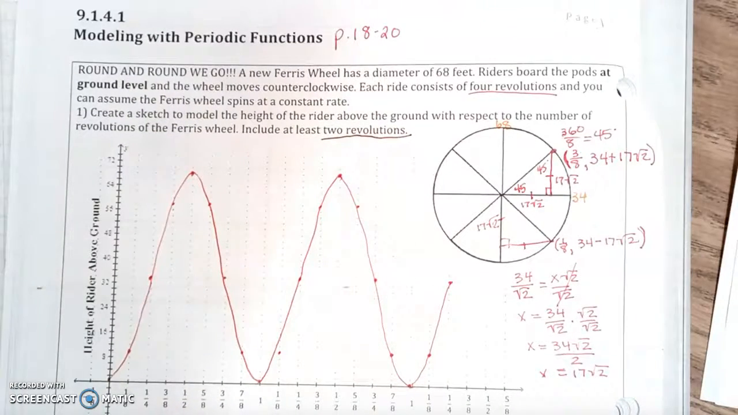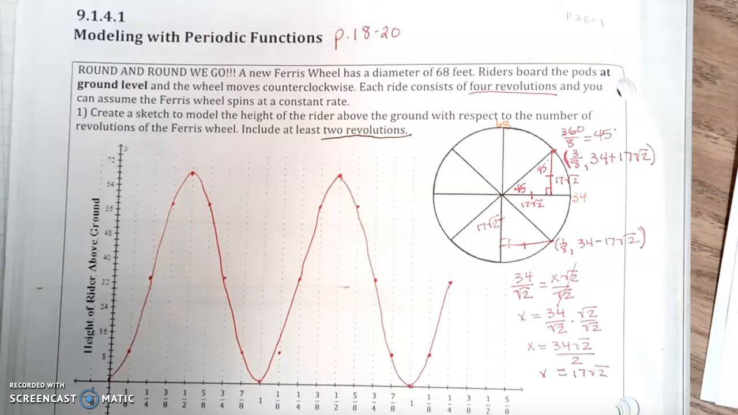we again have a Ferris wheel. You're going to see that one used a lot because it applies to this really well. All right, so round and round we go. A new Ferris wheel has a diameter of 68 feet. Riders board the pod at ground level, so it's 0 on this one, and the wheel moves counterclockwise. Each ride consists of 4 revolutions, and you can assume that the Ferris wheel spins at a constant rate.